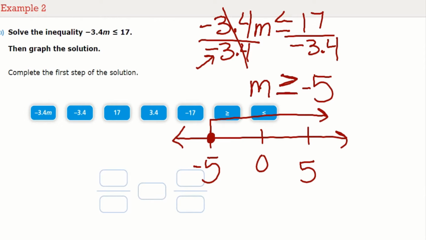Now be careful when you're graphing this. Do not go off the original inequality because remember we divided both sides by that negative 3 and 4/10 m. So we had to flip the inequality.